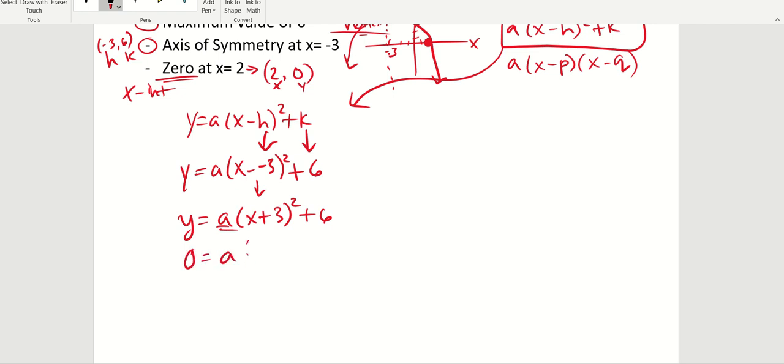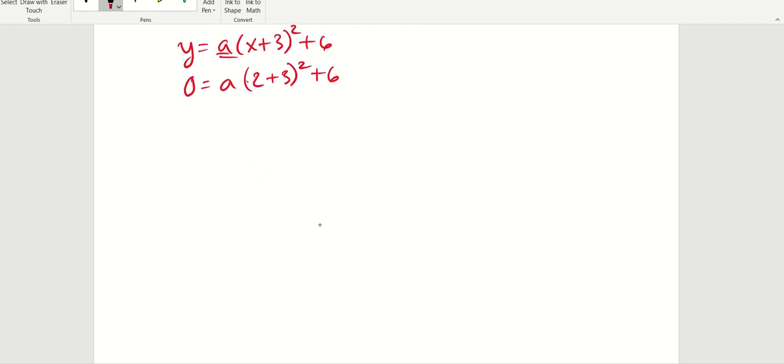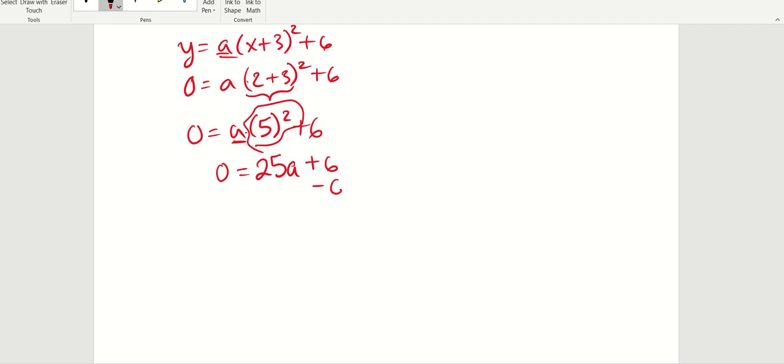So 0 equals a(2 plus 3) squared plus 6. And then we solve for it. Here we do PEMDAS, so following the inside, that's a 5. And then we square that, so that's 25. Because a is right next to it, we are multiplying times a, so we write the a on the right side as 25 becomes the coefficient. So we subtract 6 from both sides. Again, we're solving for a.